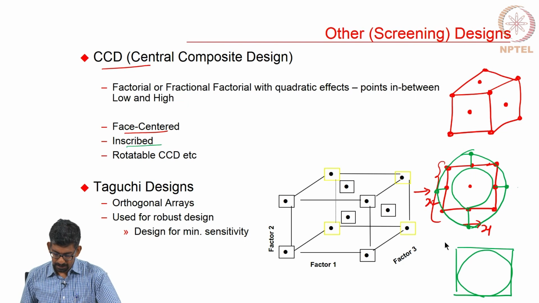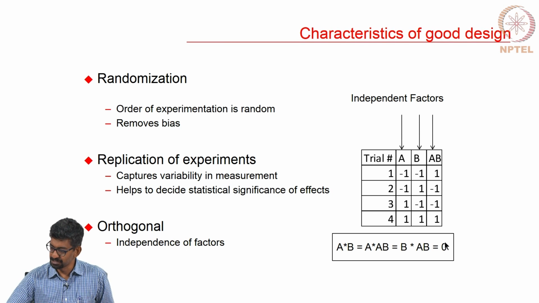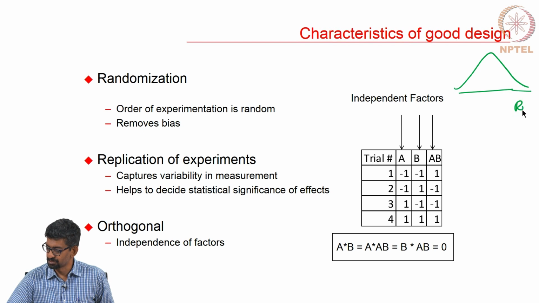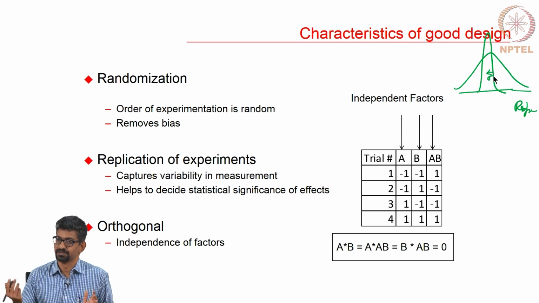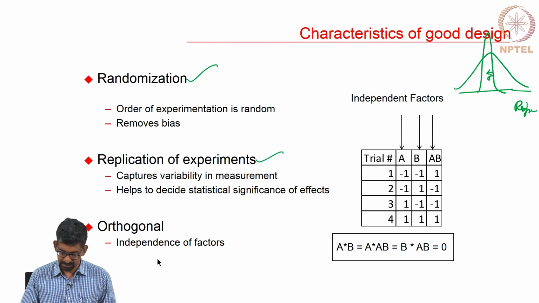Usually the Taguchi design is used in robust design principles, which is slightly out of scope, but we spoke yesterday, right. Robust design means if you have a particular response that is of interest, you want to have the variability very low. That is called robust design. You do not want a very flat variability. People also suggested that you need to do random experiments, you will have to replicate the experiments, and orthogonality provides you the independence of factors.